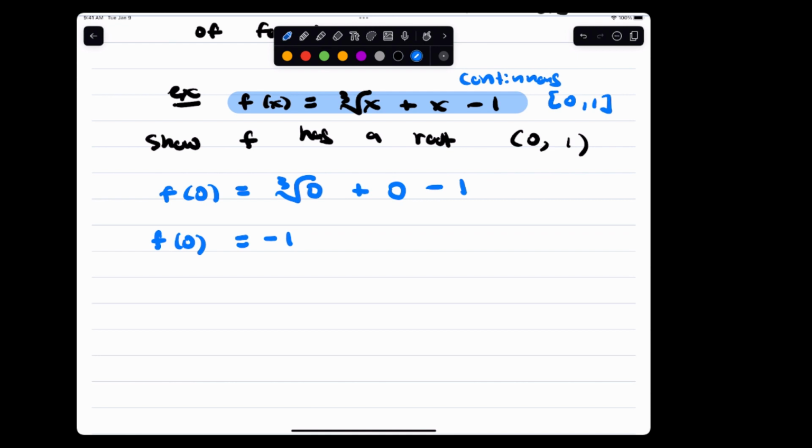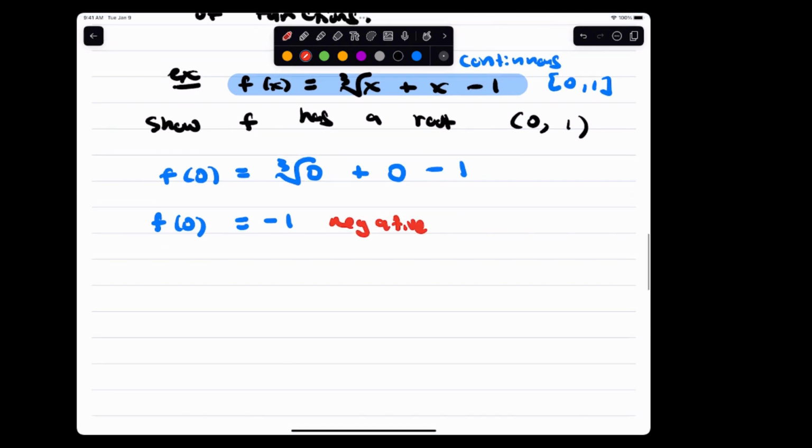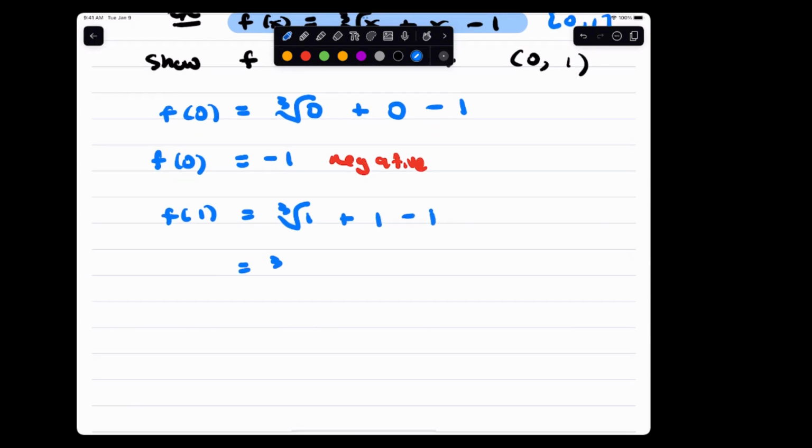You guys okay with that? If I plug in 0, don't I get a negative? Here's my point: you get a negative value here. What happens when you plug in 1 here? This is now the cube root of 1 plus 1 minus 1. The cube root of 1 is what number? What do you guys notice about that number? It's positive. So focus on those two results: negative and positive.